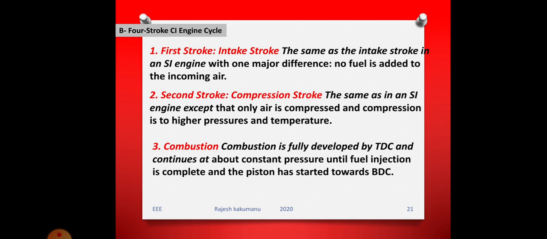What happens in the second stroke? The same as in the SI engine, except that only air is compressed in the compression stroke to a higher pressure and temperature. Whatever air is going in during the suction stroke is compressed with high pressures and temperatures in the second stroke. At the end of the compression stroke, the third point is combustion takes place.